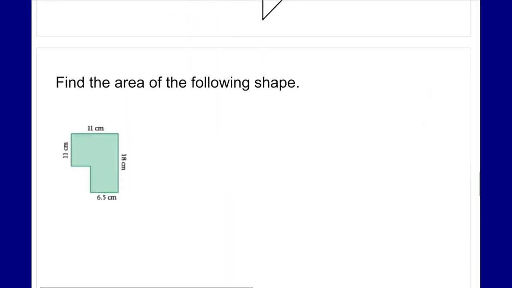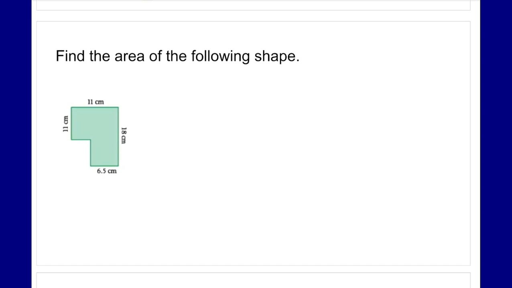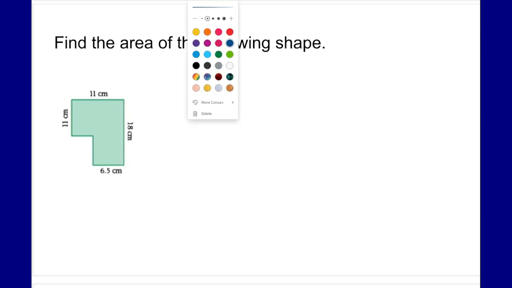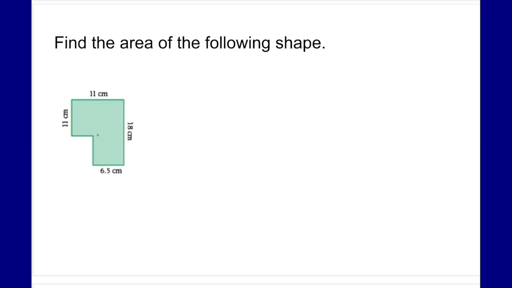So let's take a look and find the area of the following shape. We see a composite shape here. I want to break it up into shapes that I'm more familiar with, the basic shapes, so that I can use my area formulas. There are different ways you could do it. You could divide it across here, creating a rectangle and a smaller rectangle. Maybe it looks like a square. We can figure that out.